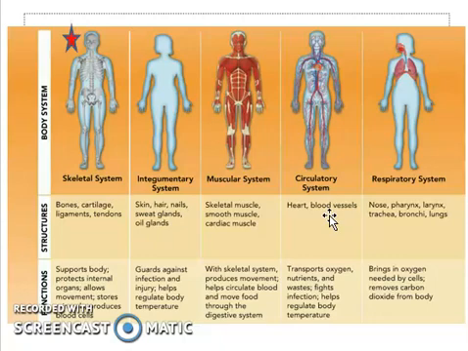Okay, and it says that that system has a specific function. When we are referring to the circulatory system, the main function or job of that system is to transport oxygen and nutrients from the food that we take, and it also releases the waste. It transports the waste, it fights infection, and it helps to regulate body temperature. That is the main function of the circulatory system.